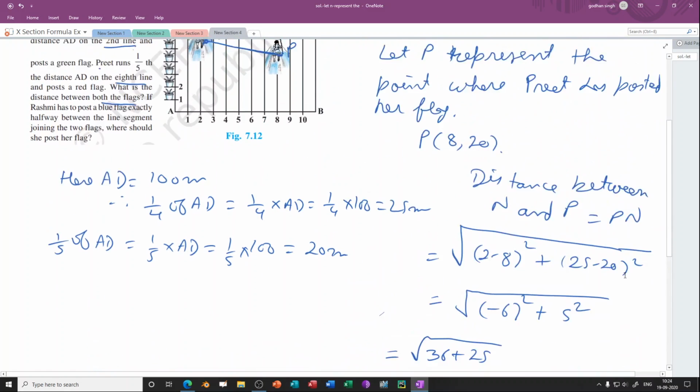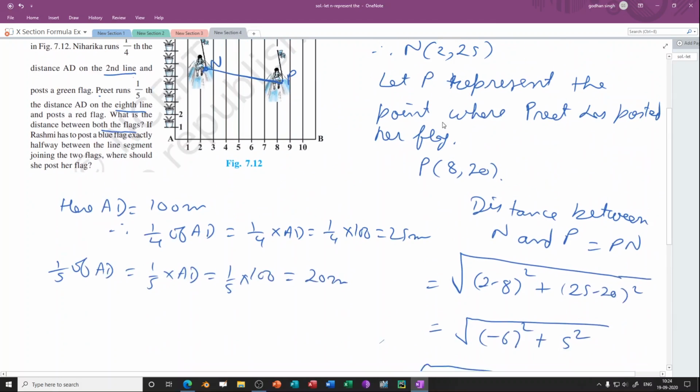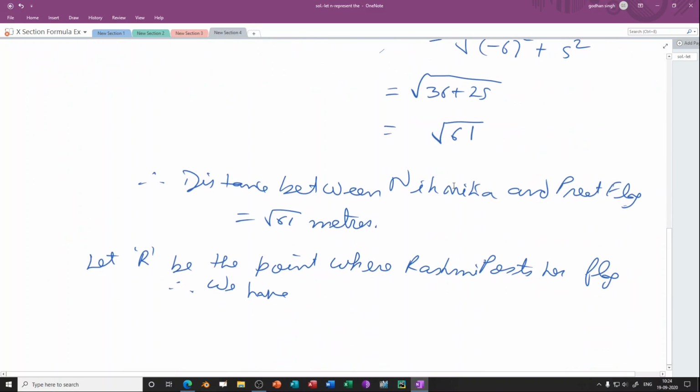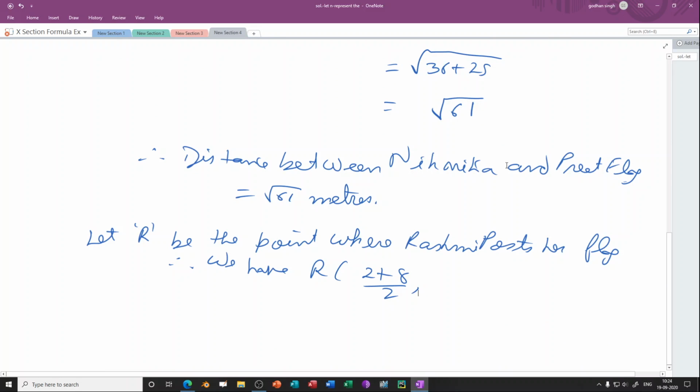What is the midpoint formula? (X1 plus X2)/2, (Y1 plus Y2)/2. So what is our X1 here? That is 2. And X2, that is 8. So we'll just add them. Therefore, R will be (X1 plus X2)/2, that is (2 plus 8)/2. Then Y1 is 25, y2 is 20. So (y1 plus y2)/2, that is (25 plus 20)/2. So simplifying this, we will get R (10/2, 45/2). So this will become R (5, 45/2), and 45/2 is 22.5.